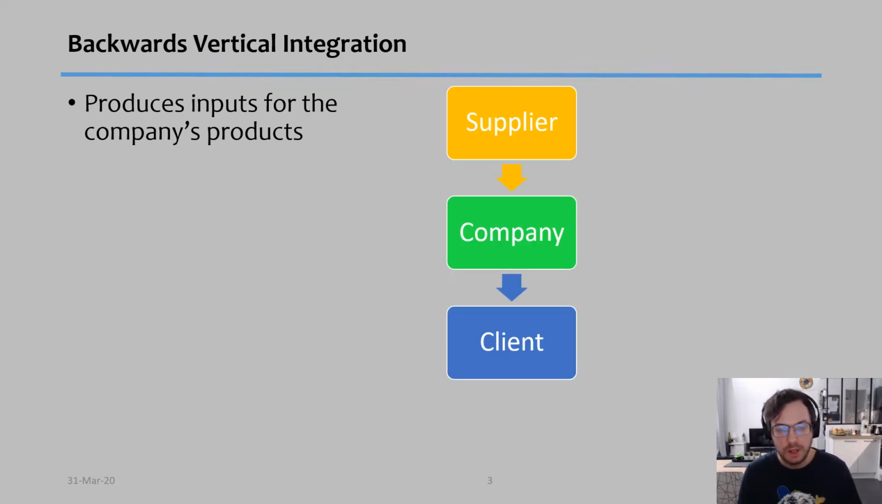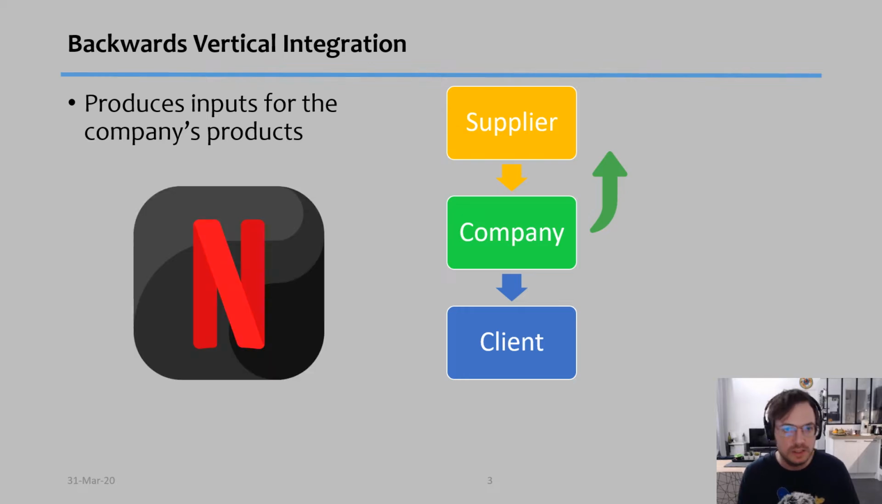Typically, a company will have suppliers and it will have clients. In this case, we are the company in green in the middle, and backward vertical integration means that you're going to start doing the operations that your supplier typically does for you. And I think a perfect example of this is Netflix. Netflix used to be just a streaming service, but now they produce their own content. This is an example of them becoming their own supplier. They did backward vertical integration.